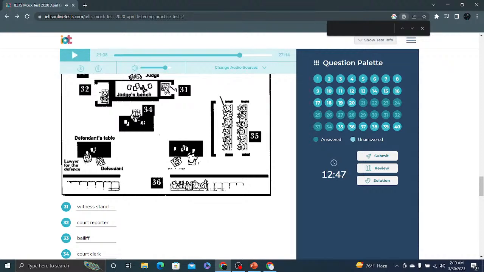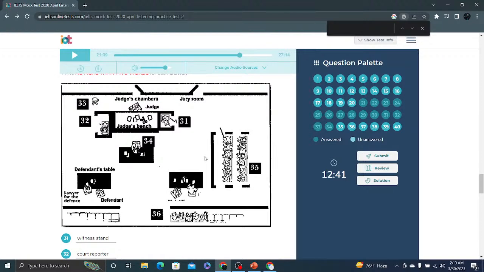Court clerk. Okay, so I hope you got it. So he's the court clerk. Now we are going to listen for question number 35. So 35 is here. Now let's listen for question number 35.